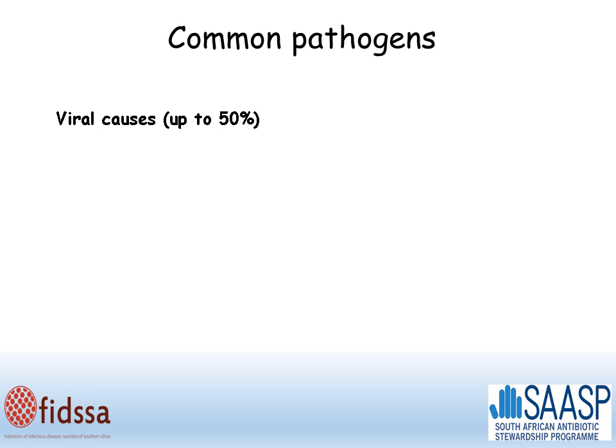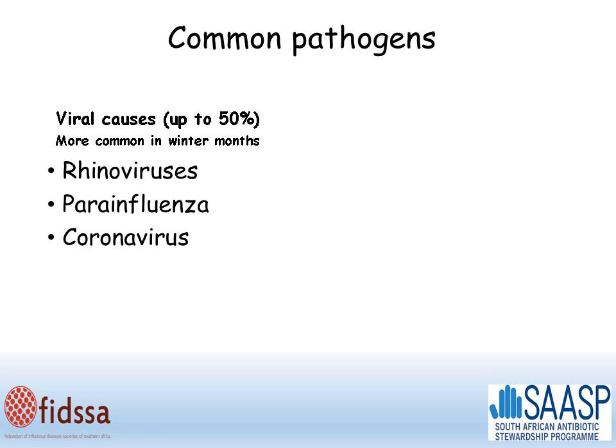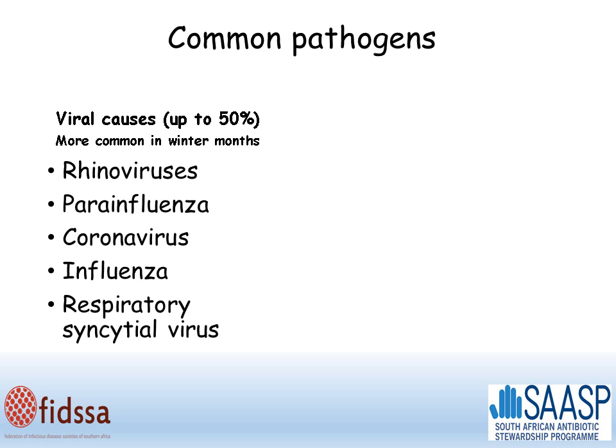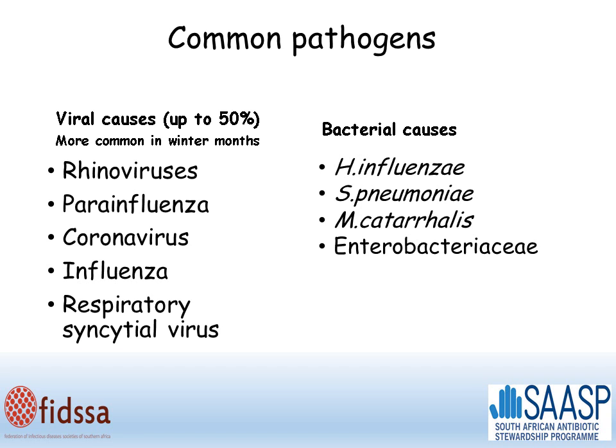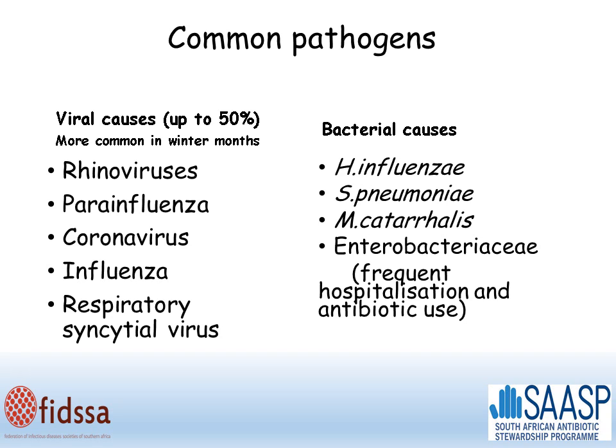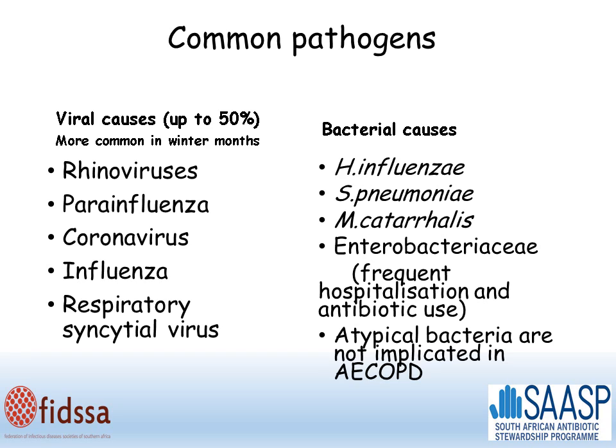The common pathogens are typically viral, and this is more common in the winter months. They're viruses such as rhinoviruses, parainfluenza, coronavirus, influenza, and respiratory syncytial virus. There are also some bacterial causes. Usually they're typical respiratory pathogens such as Haemophilus, Streptococcus pneumoniae, Moraxella catarrhalis, and they can be Enterobacteriaceae, particularly in patients who've had frequent hospitalization and antibiotic use. It's important to note that in acute exacerbation of COPD, atypical bacteria such as Mycoplasma and chlamydia are not implicated, and patients rarely require macrolide antibiotics for this reason.